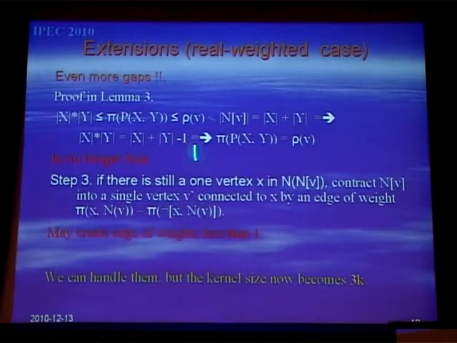However, in that case, if you talk about the real weighted case, our kernel has to be increased to 3k. We think in the general version, we can do 2.5k by still working on that. But it seems it's a bit difficult to achieve 2k there.